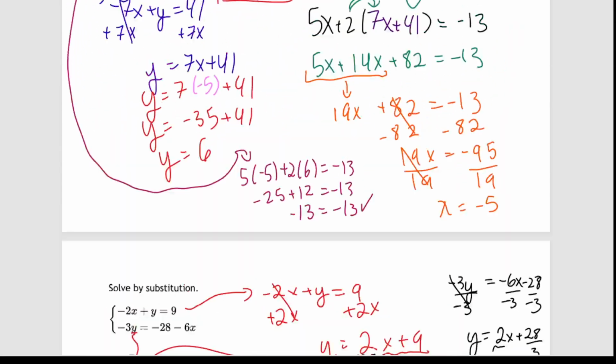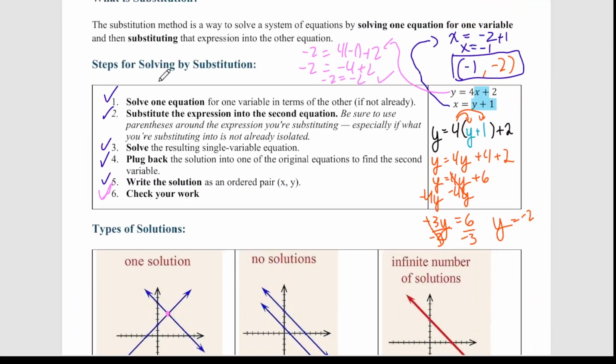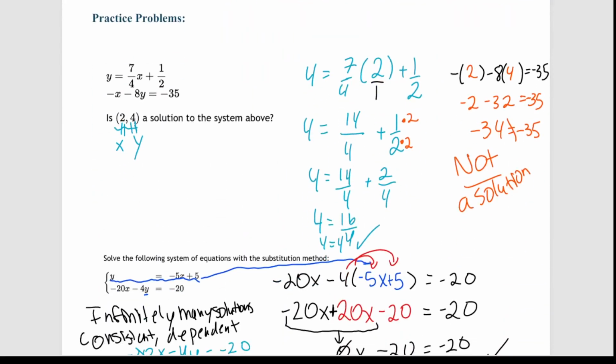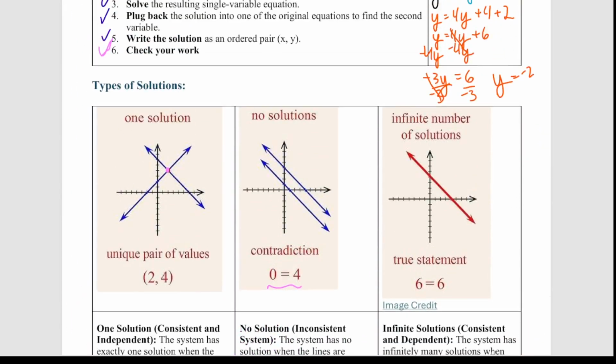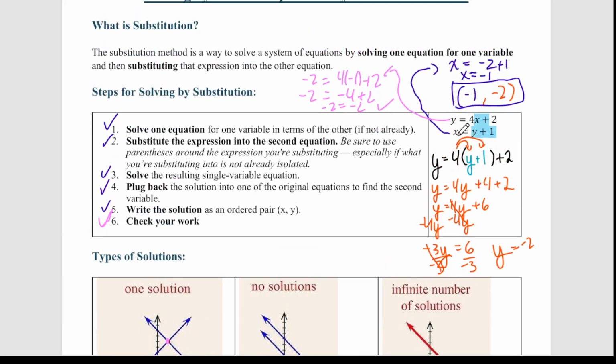So to recap, in order to solve by substitution, you always need to solve one equation for one variable in terms of the other. For most of these examples, we ended up solving for y just because that's how the equation was set up. But keep in mind, you always could solve for x instead and then plug that into the other one too. That's totally fine.